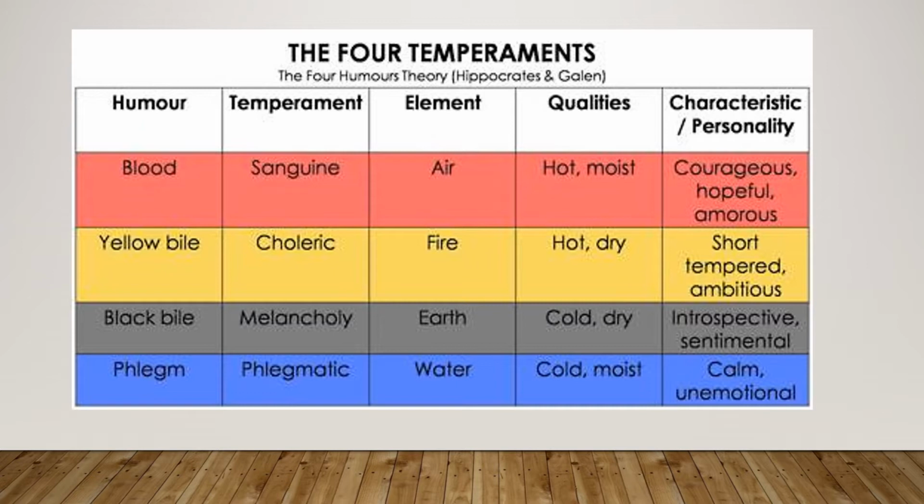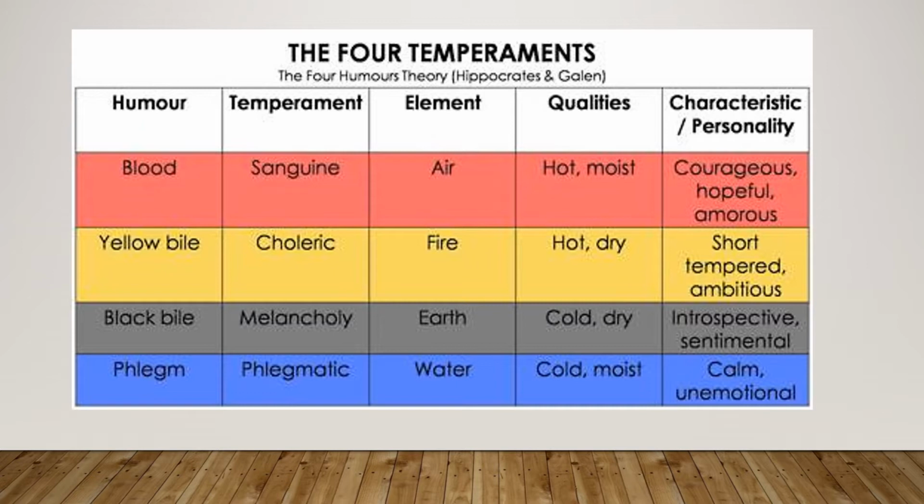So Hippocrates, during this time, explained that personality types and human behaviors are based on four separate temperaments associated with four humors. So what was he trying to do? He tried to explain that personality type and human behavior are mainly based on these four temperaments, associated with four humors.